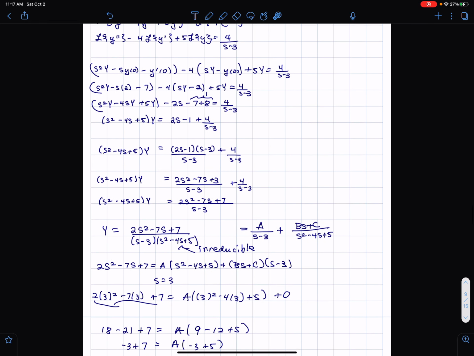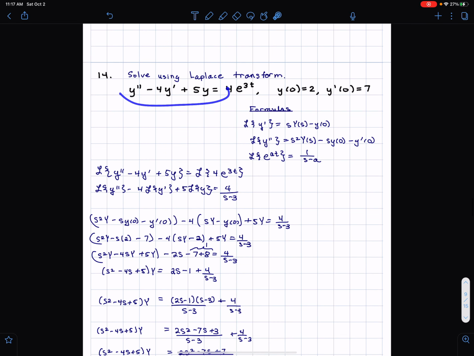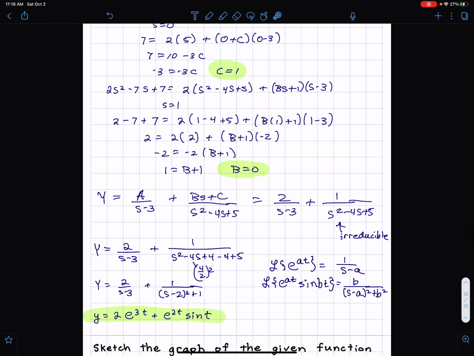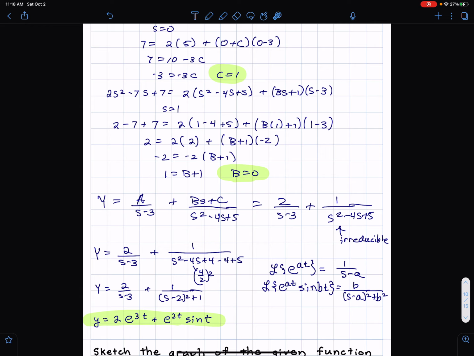And then you can further take two derivatives, plug in, and make sure it satisfies the differential equation. But that's a lot of stuff. Okay, that's it.